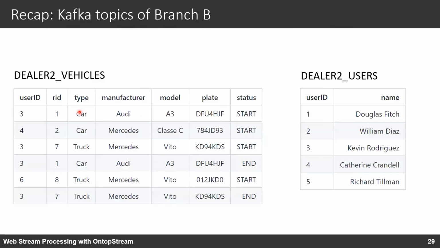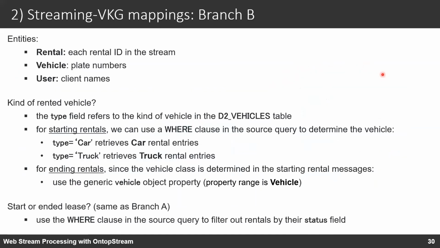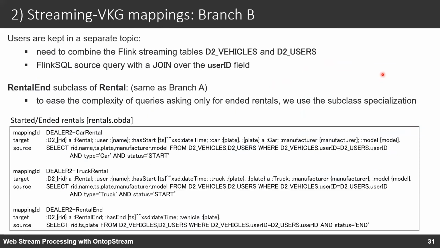The same, we can do the same also with branch B. Of course, the translation will not be exactly the same because we have a different data structure. So here we have a general table which keeps data about a general vehicle, which can be a car or a truck, and then on a separate table we will have data about our users. So here we can write our translation in a different way.